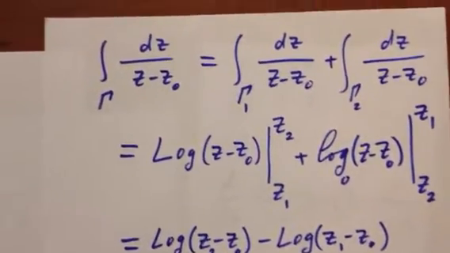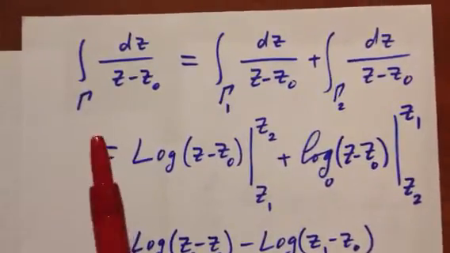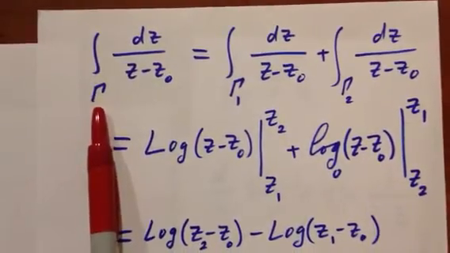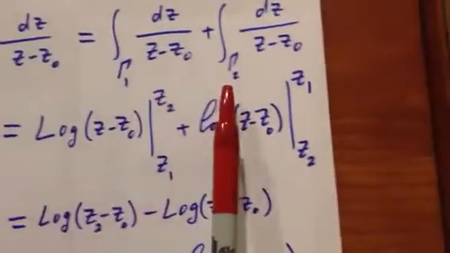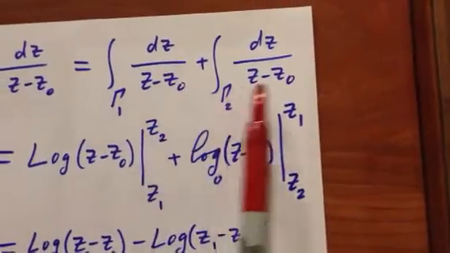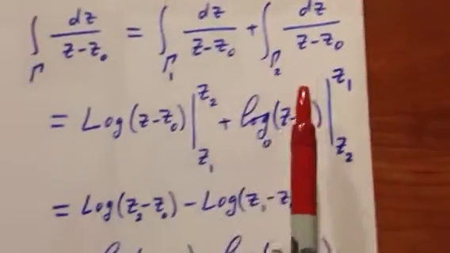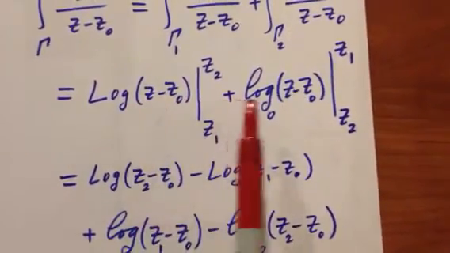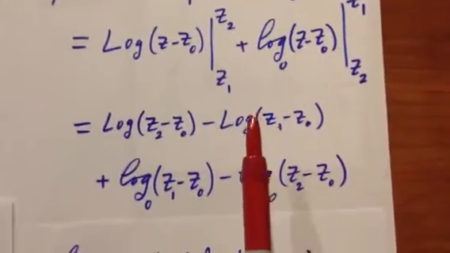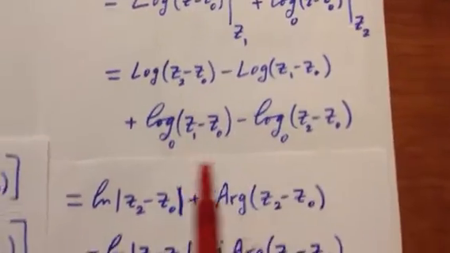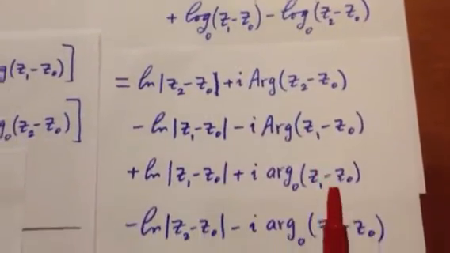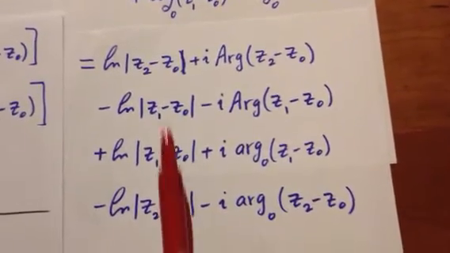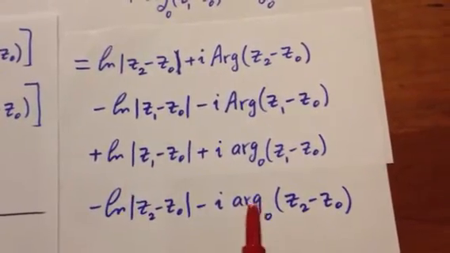Okay, this is what we have done so far. We are splitting gamma into gamma 1, gamma 2. Do these two integrals separately using different branches of logarithms. And then we get to this point. We simplify this. All of these ln's cancel out.